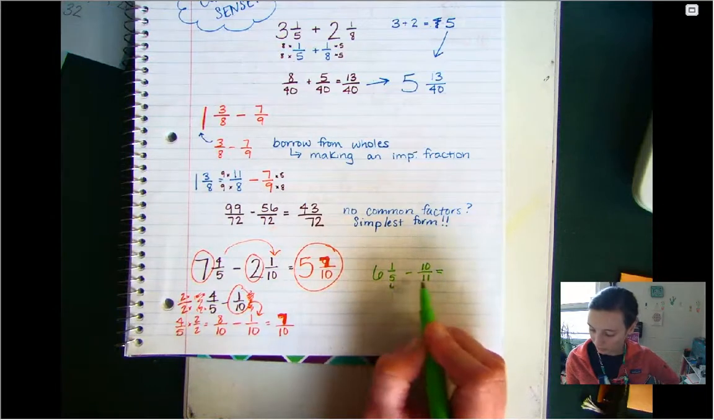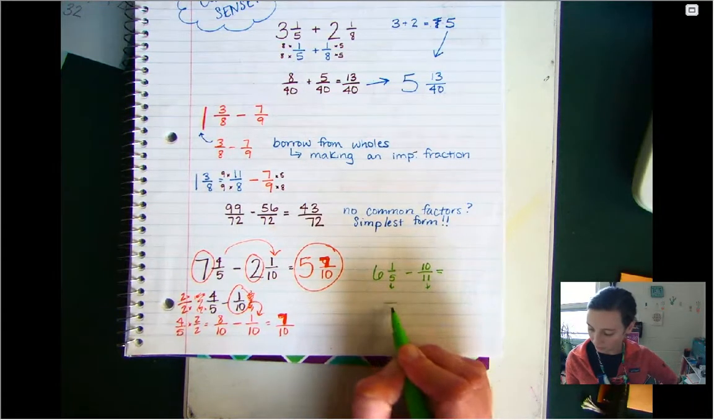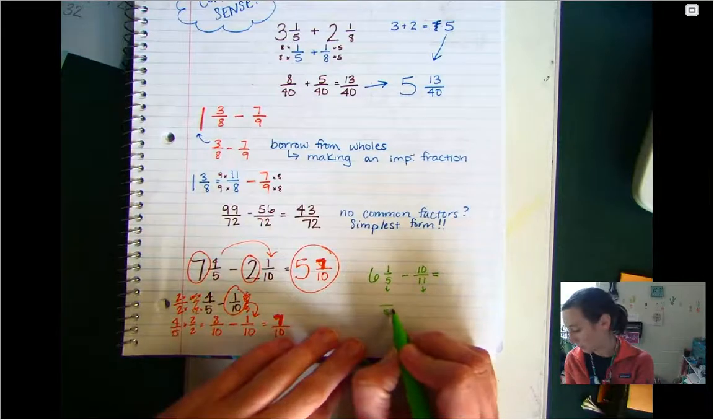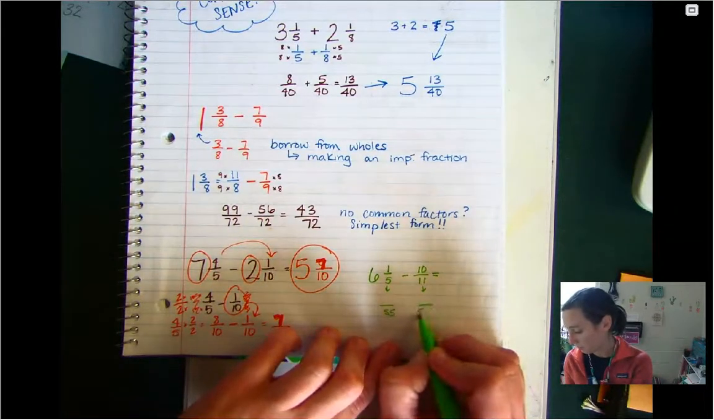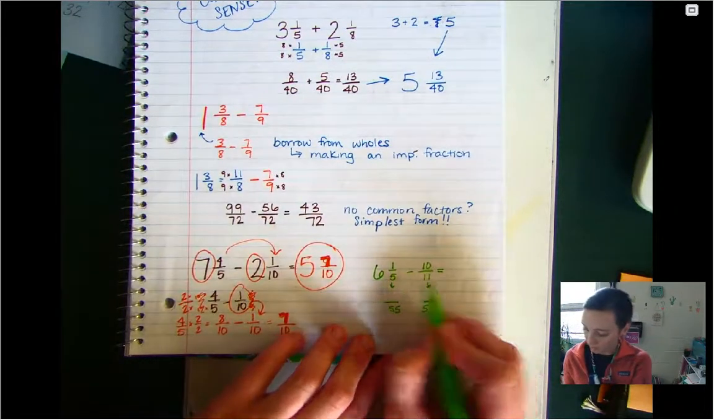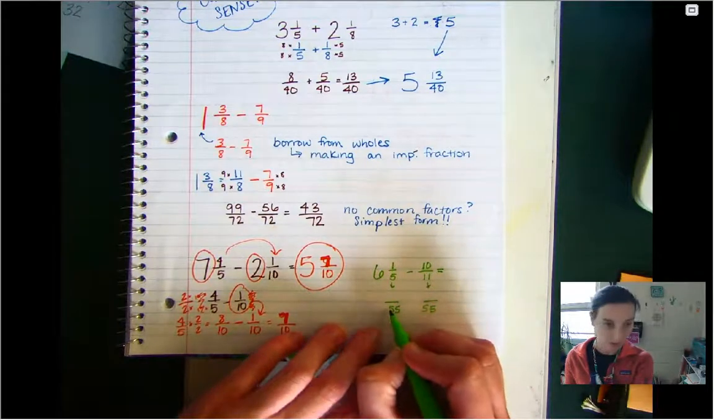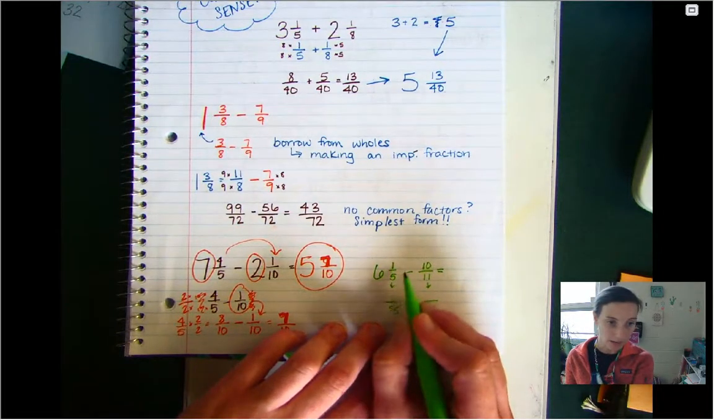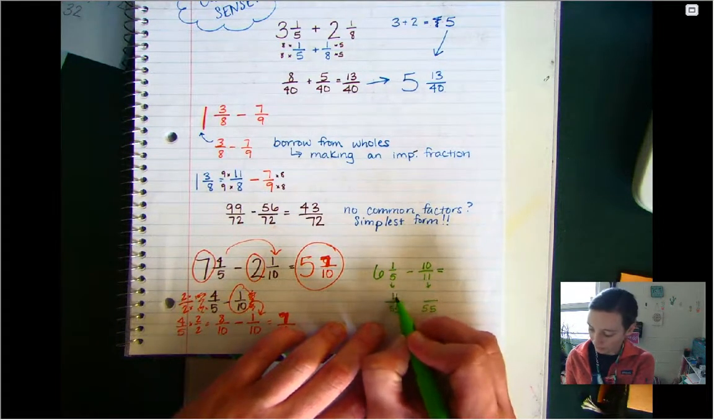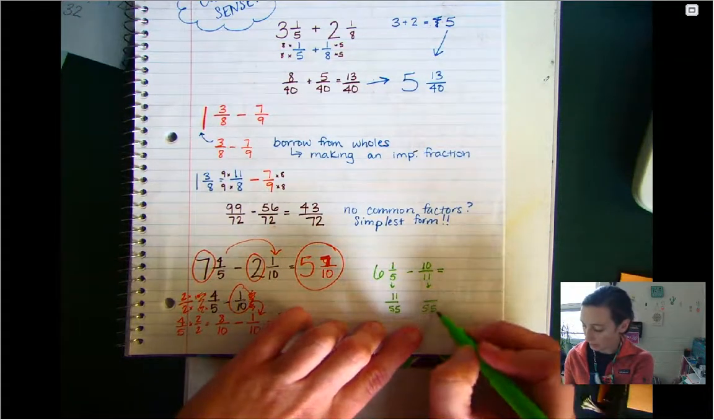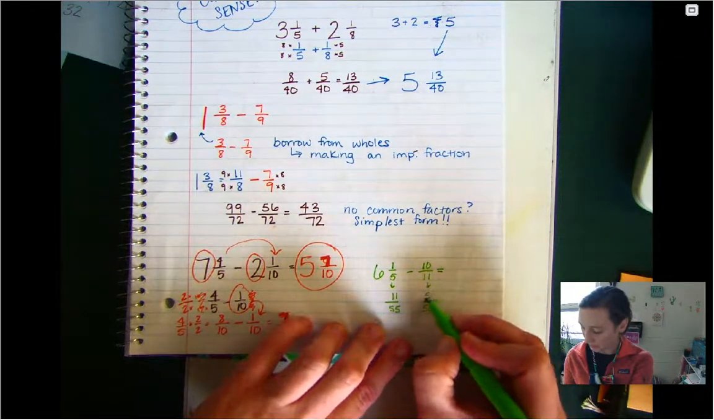So first of all, I have to make these have common denominators. 55 is going to be my common denominator. 5 times what is 55? 5 times 11 is 55. So 1 times 11 is 11. 11 times 5 is 55. So 10 times 5 is 50.